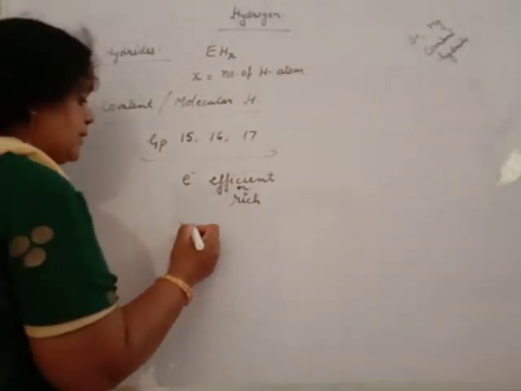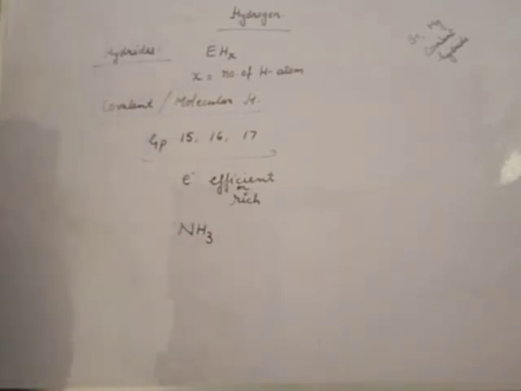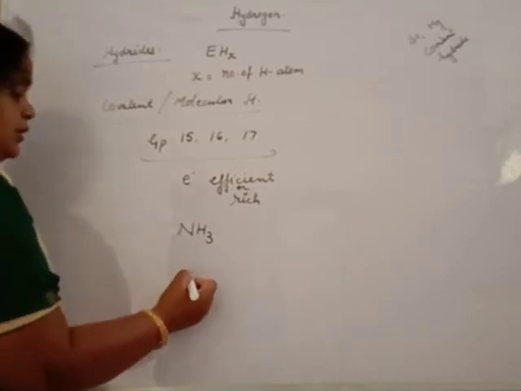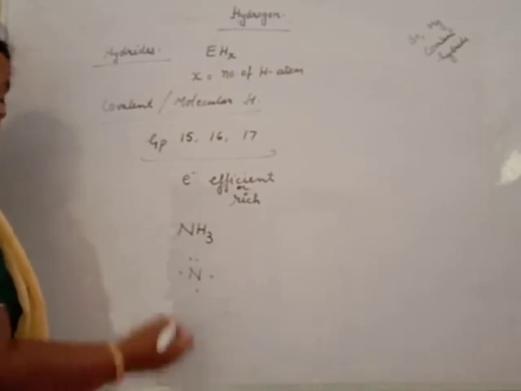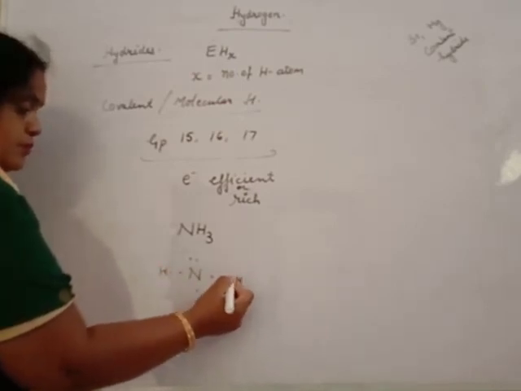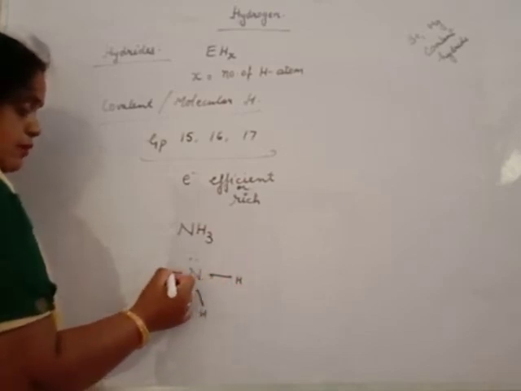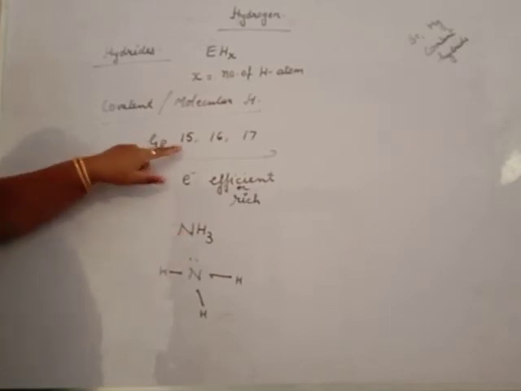The best example you will all learn is ammonia. Ammonia is basic in nature because it has a tendency to lose electrons. Nitrogen has 5 electrons in the outermost shell. Out of 5, 3 electrons are shared with hydrogen. After sharing, nitrogen has 1 lone pair and has a tendency to lose this. That means it is basic in nature. It is the element of group 15.